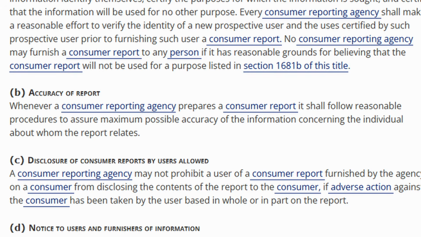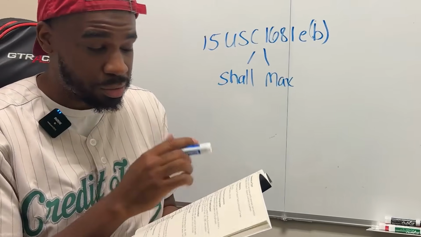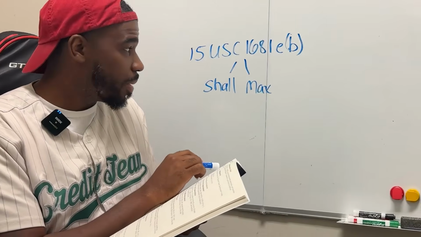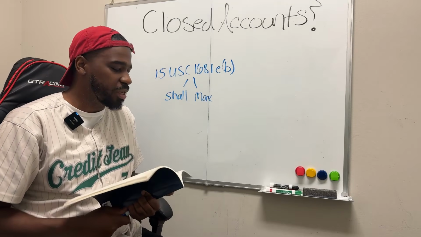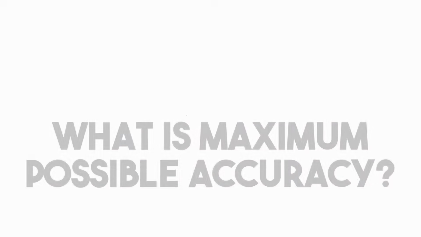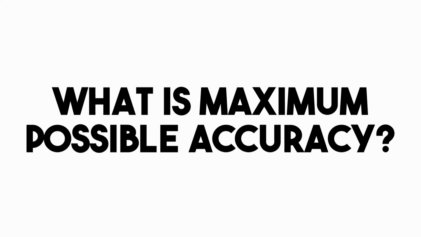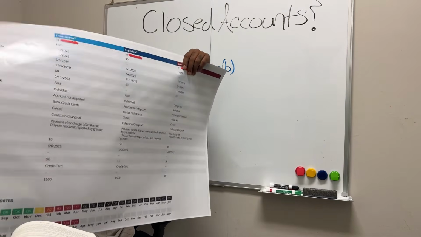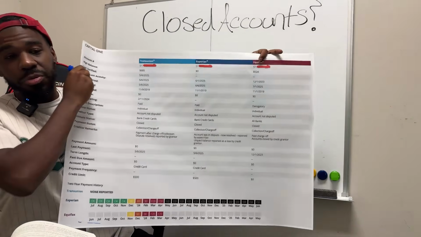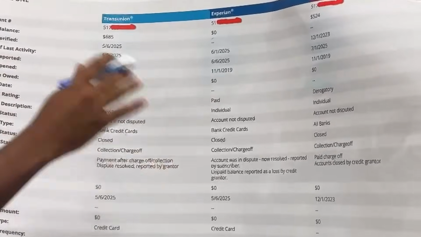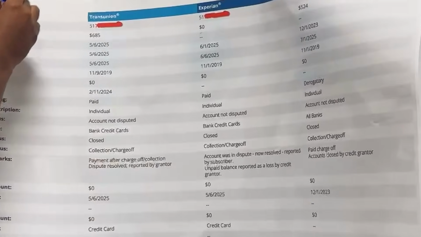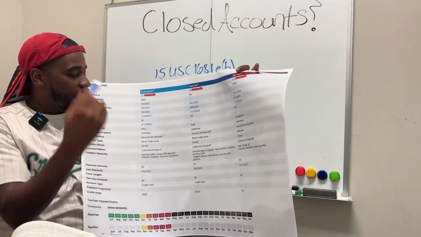Follow reasonable procedures now to assure maximum possible accuracy of the information concerning the individual to whom the report relates. What is maximum possible accuracy? So your credit report, right? Most people don't even know this report exists, but your report has a lot of details within the specific account. So we have a Capital One account.